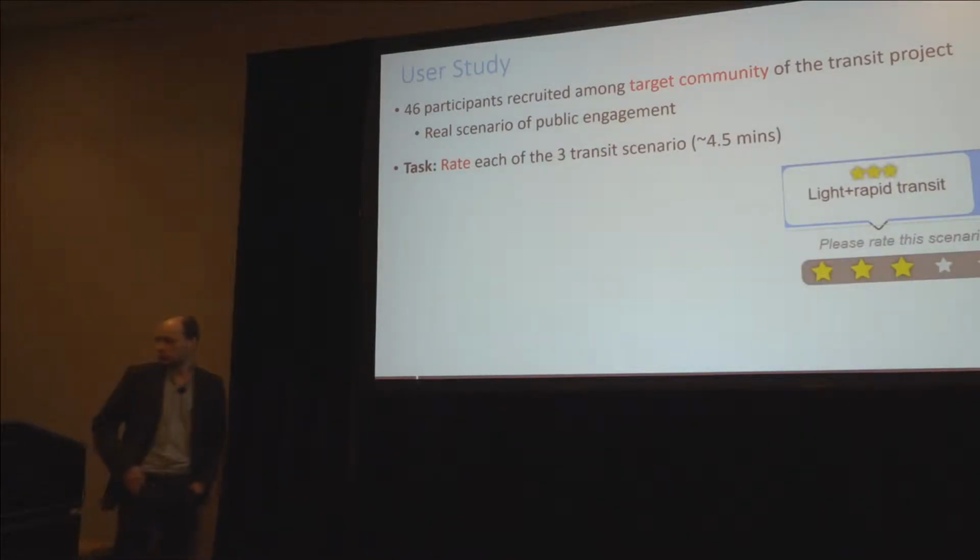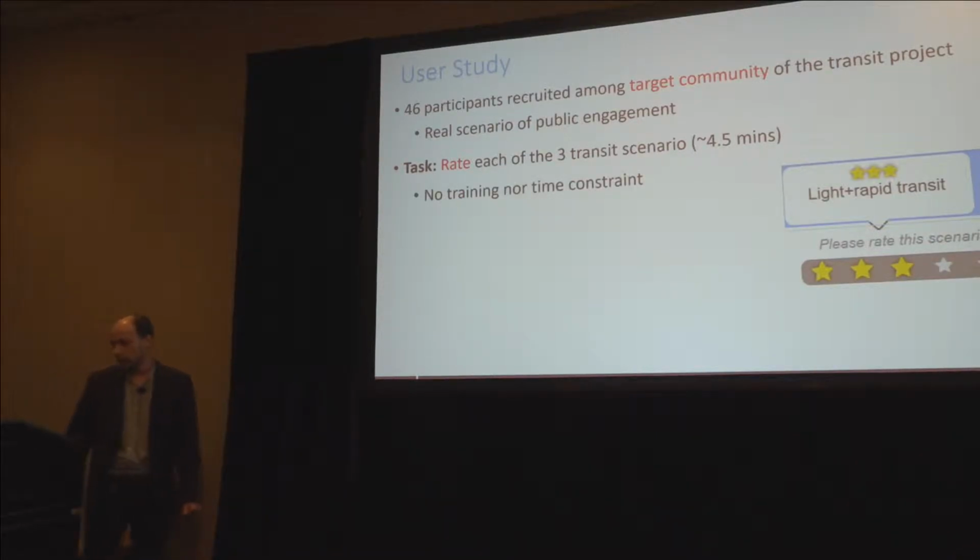The task was to rate each of the three transit scenarios that you saw in the video using these stars. It's a 5-point Likert scale, essentially. On average, it took 4.5 minutes to provide the ratings, but they received no training with MetroQuest and no time constraint because this is how MetroQuest is used in actual settings. People have as much time as they want.